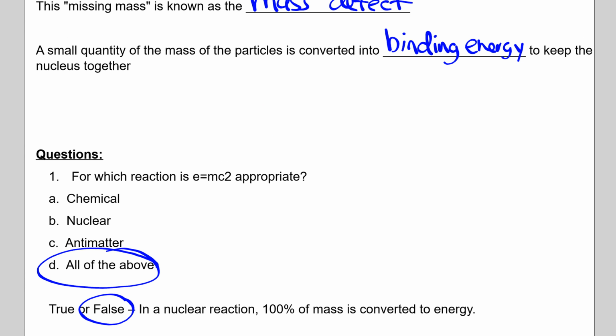Number one, for which reaction is E equals mc squared appropriate? Chemical, nuclear, antimatter, all of them. E equals mc squared applies in all of them. True or false, in a nuclear reaction, 100% of mass is converted to energy. It's not. When we split a plutonium or uranium atom, you get smaller atoms, so we still have some of that mass. Or in the sun, we take hydrogen and fuse it together to form helium, but there's the helium there. So the helium weighs less than the hydrogen, and the missing mass becomes energy, but there's still the helium. So less than 100% of the mass is converted to energy.